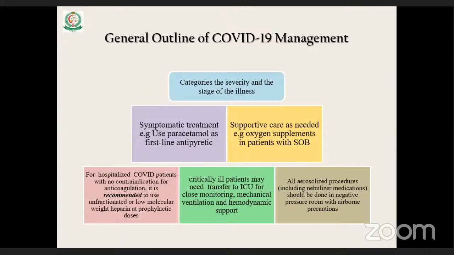The general outline of COVID-19 management, of course, you need first to categorize the severity of illness, whether it's mild or moderate, and whether the patient needs hospital admission. In general, you need to treat the symptoms. For example, in case of fever, use paracetamol. If patients need oxygen, you have to give them oxygen supplementation.